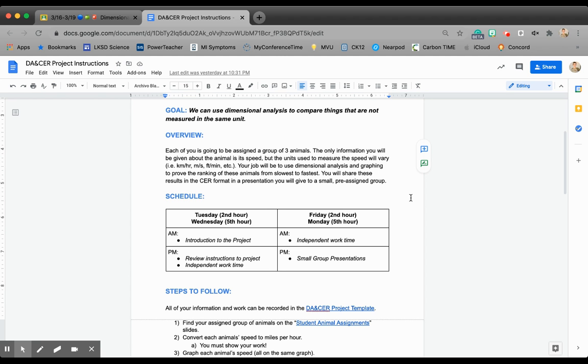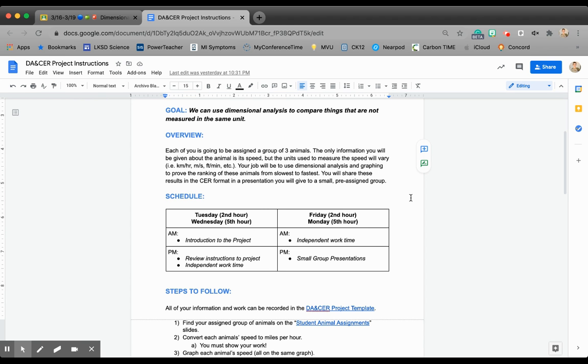So in this grouping of 3 animals, you'll have units of like kilometers per hour and then feet per minute and then like centimeters per second or some, like just random speeds. That makes it difficult to compare them to really determine like who's the slowest and who's the fastest.